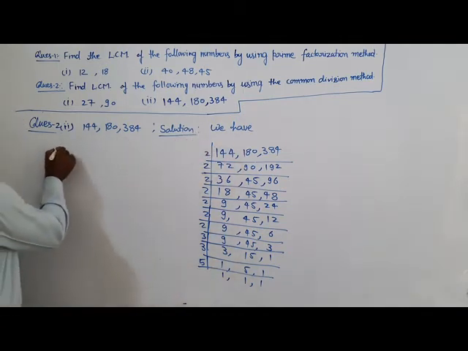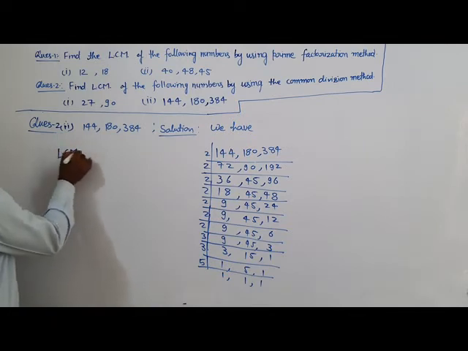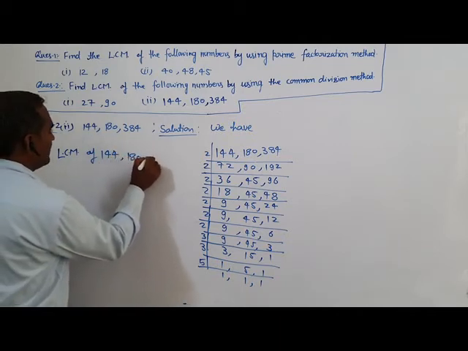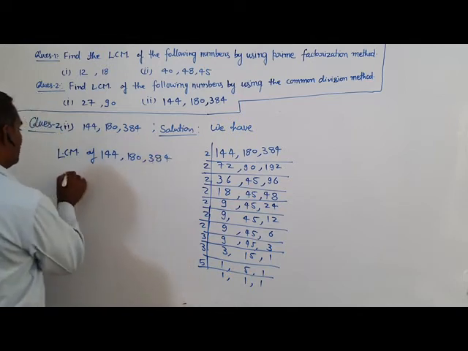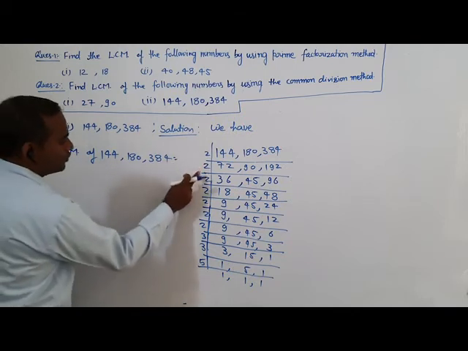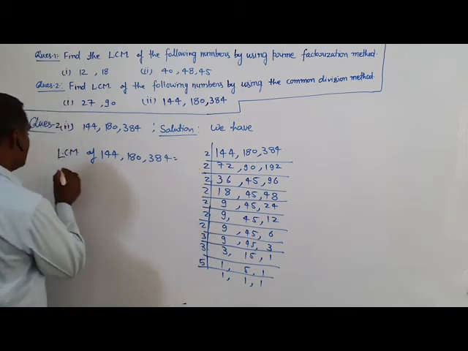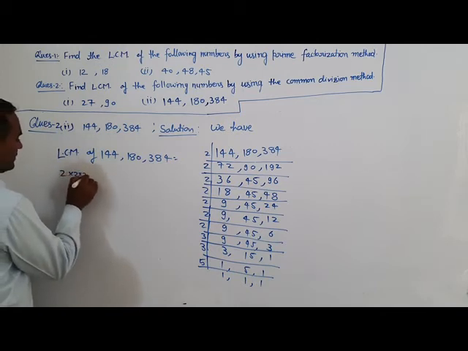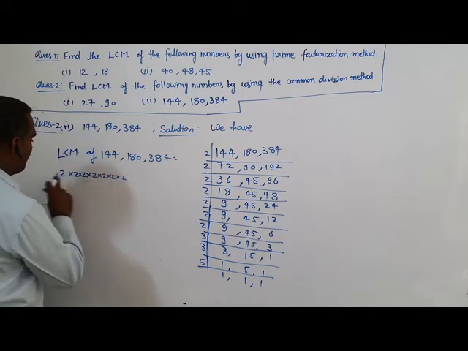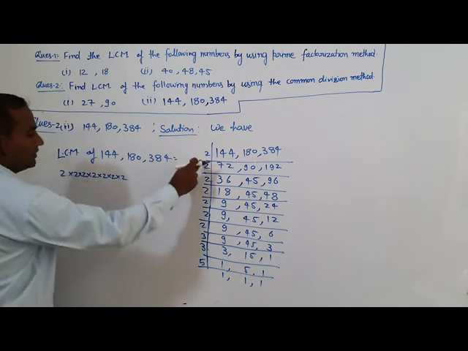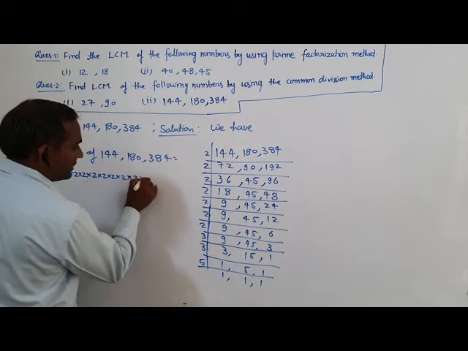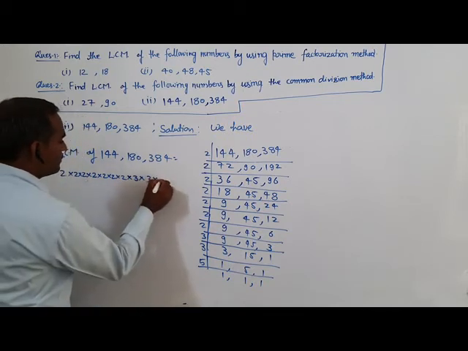So the LCM of 144, 180, 384. Factor 2 occurs 7 times. Now 3 is 2 times, and 5 is 1 time.